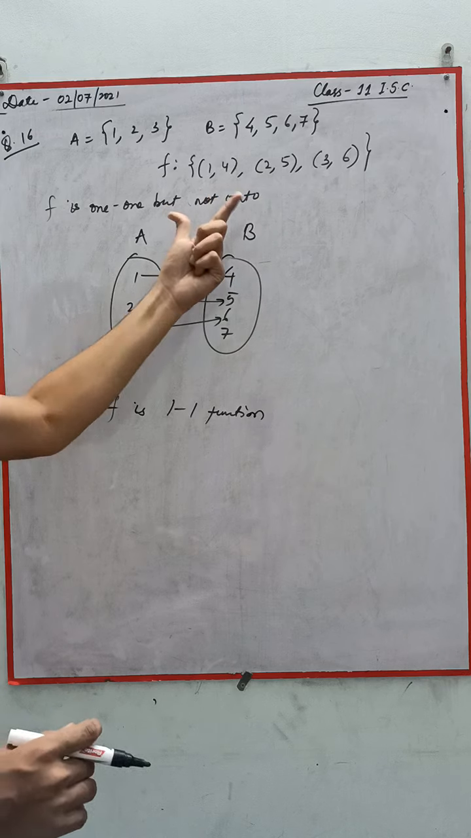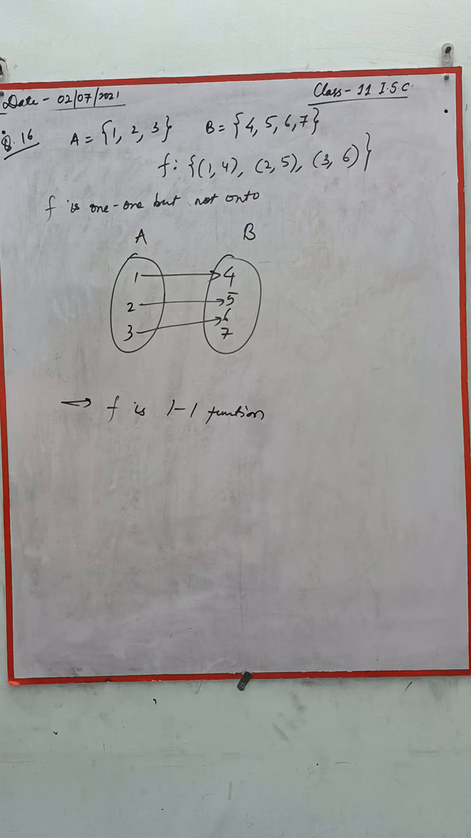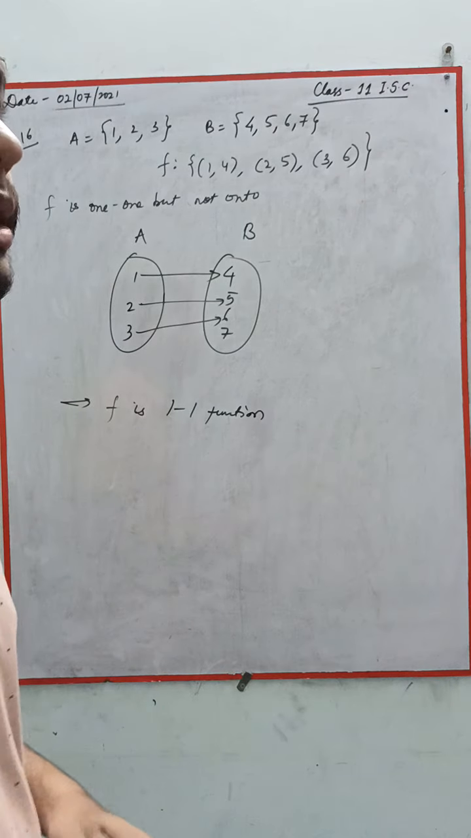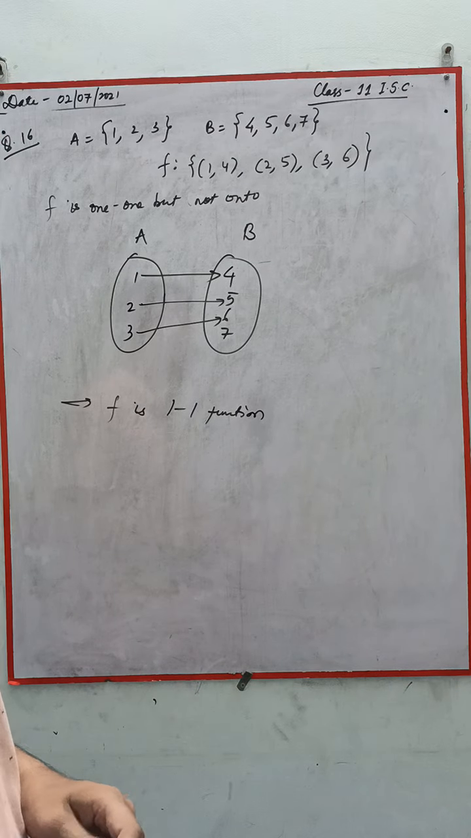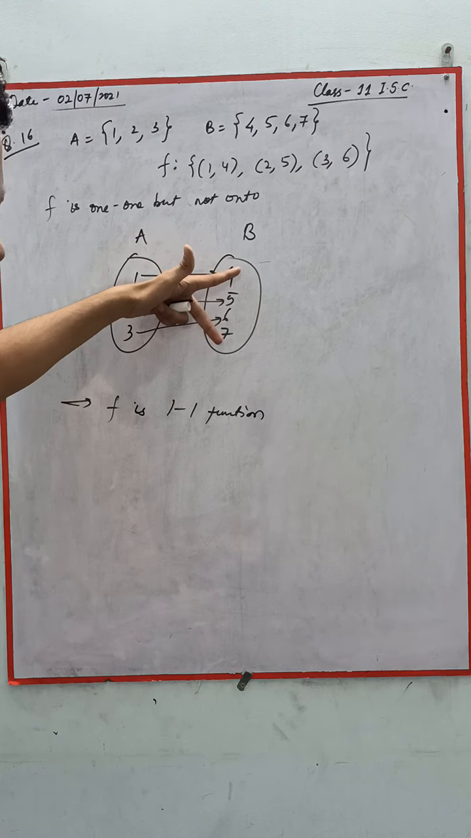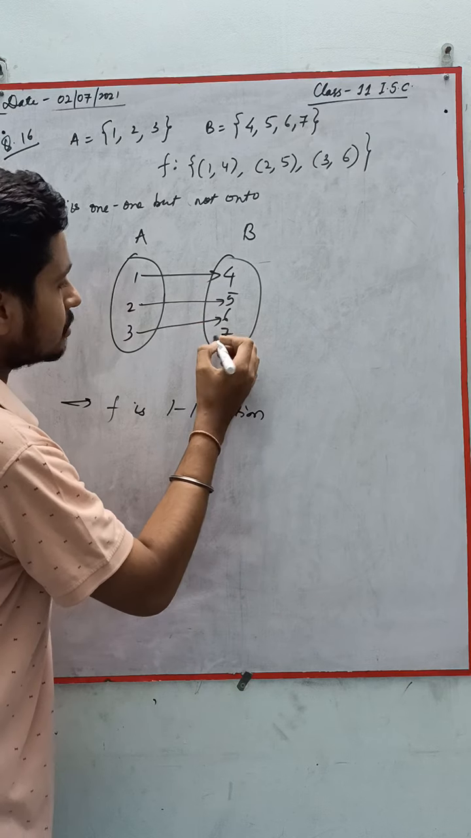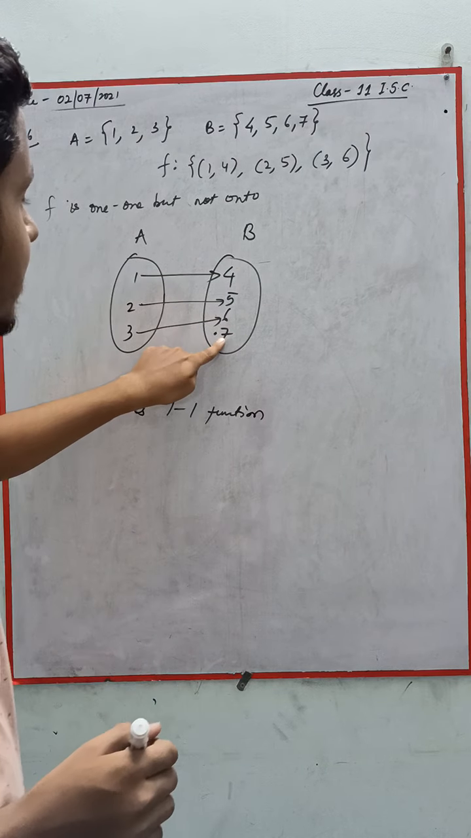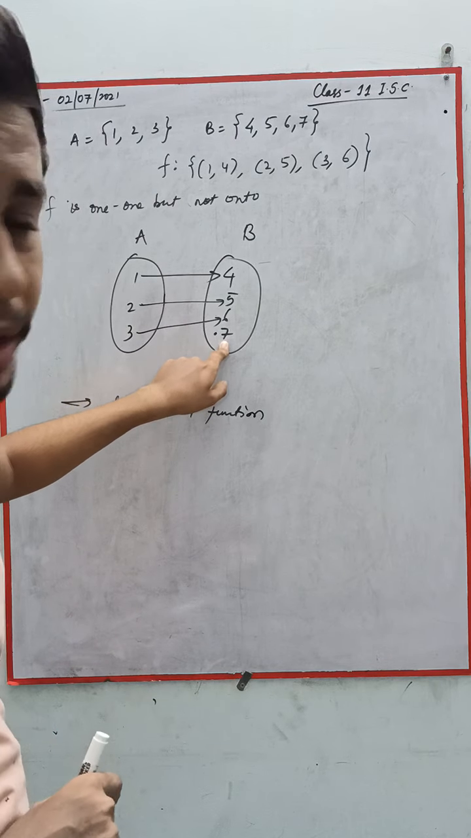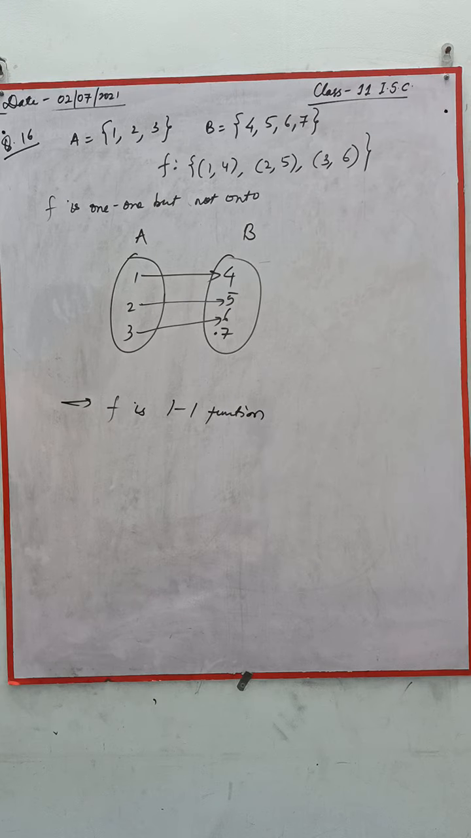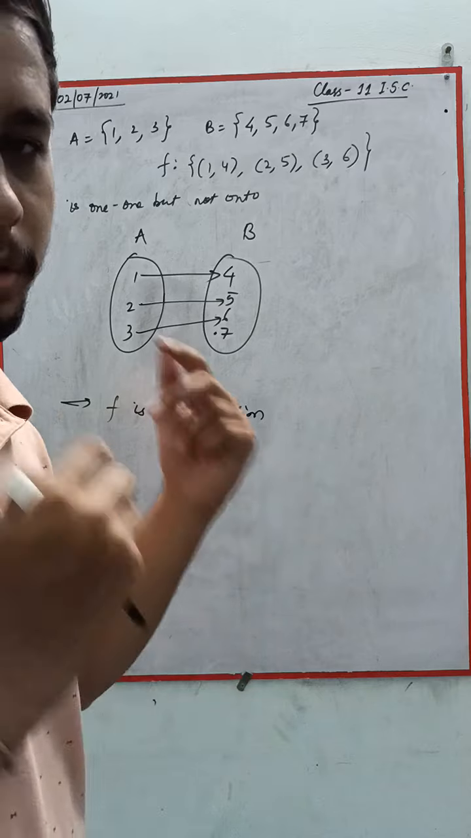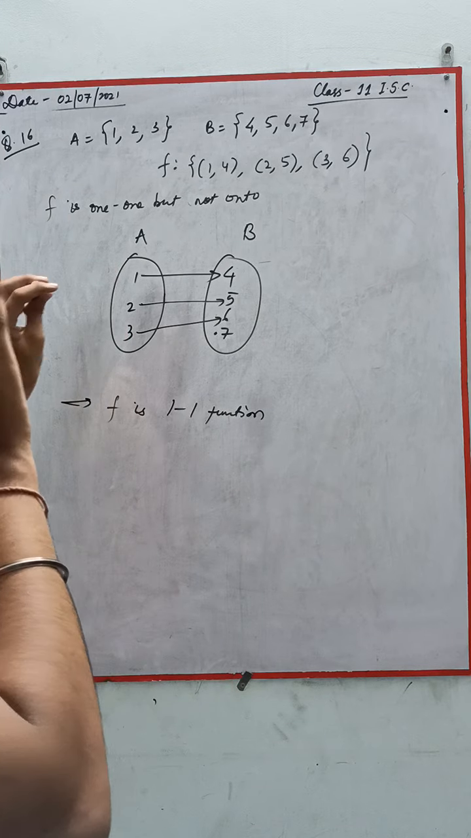Now coming to the onto function. We know the definition of an onto function. A function is said to be onto if and only if every element in the set B has a pre-image. So here, can you see, this 7 is remaining. This element has no pre-image in this set. So clearly it is not satisfying the onto definition, hence it is not an onto function. So this is one easy question I have taken.